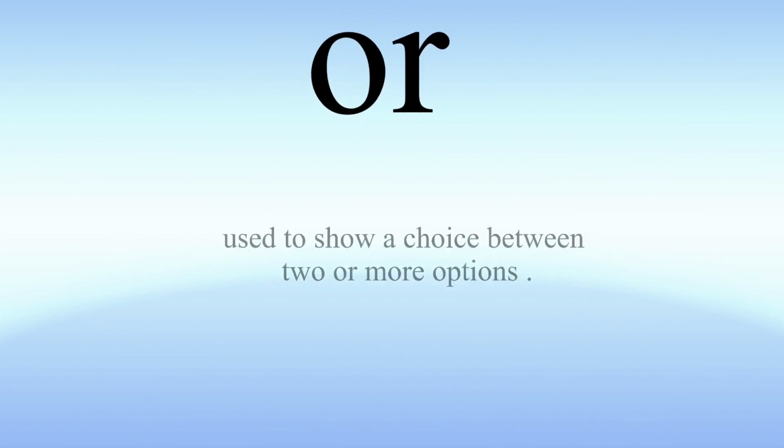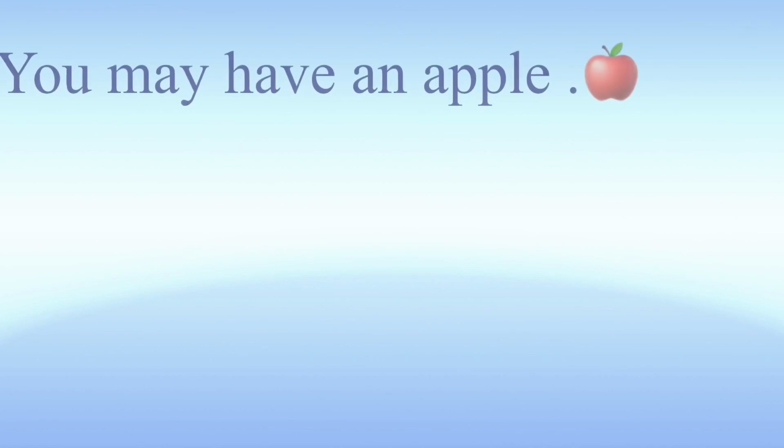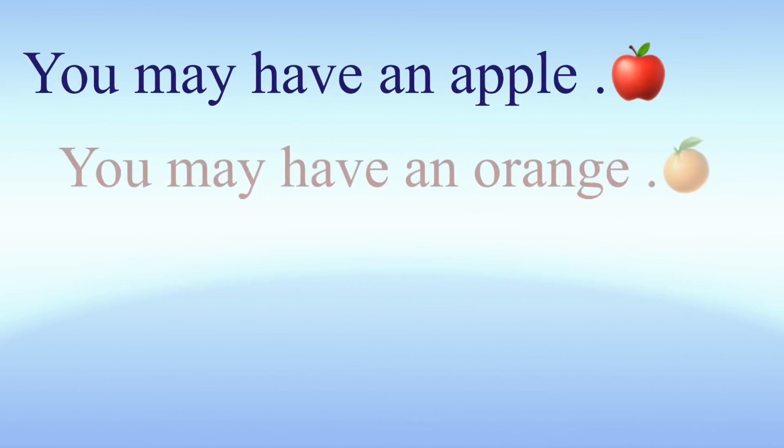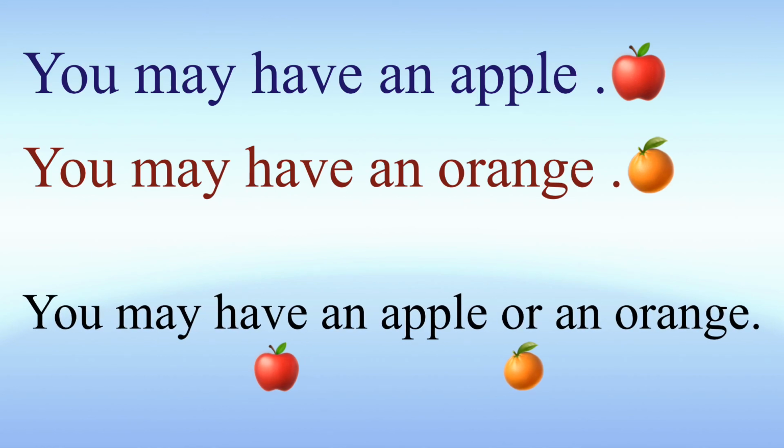Let's see the third conjunction, or. Or is used to show a choice between two or more options. Let's see the example. You may have an apple. You may have an orange. These two sentences show a choice of having an apple or an orange. When we join these two sentences with or conjunction, the sentence would be: You may have an apple or an orange.